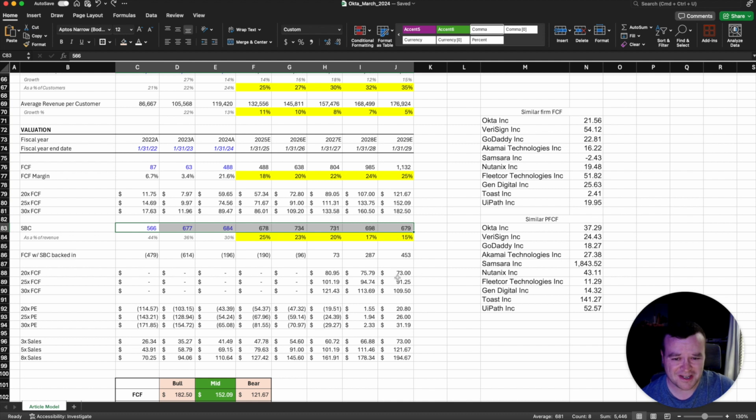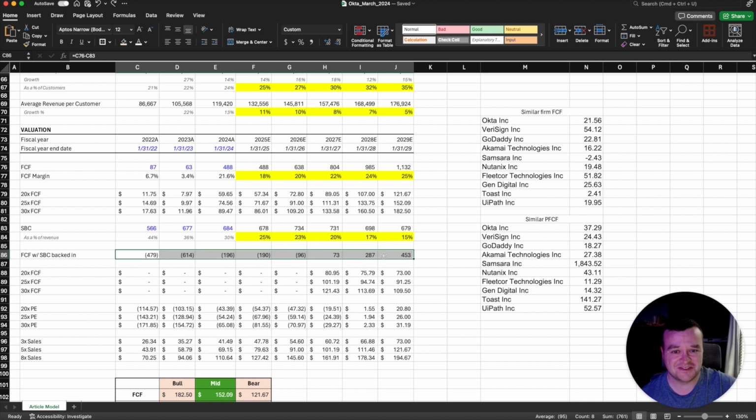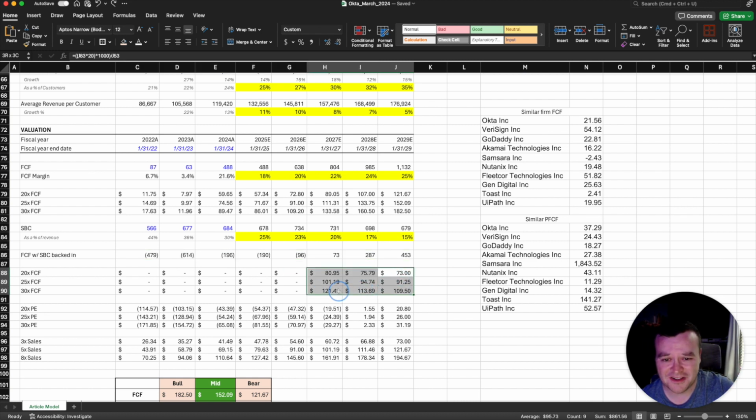So I did want to try and just look at what the value would be if we put this stock-based compensation back in there. Obviously, it ends up being a lot less because the stock-based compensation takes them negative on free cash flow pretty much every year through 2027. So something to be aware of, right?